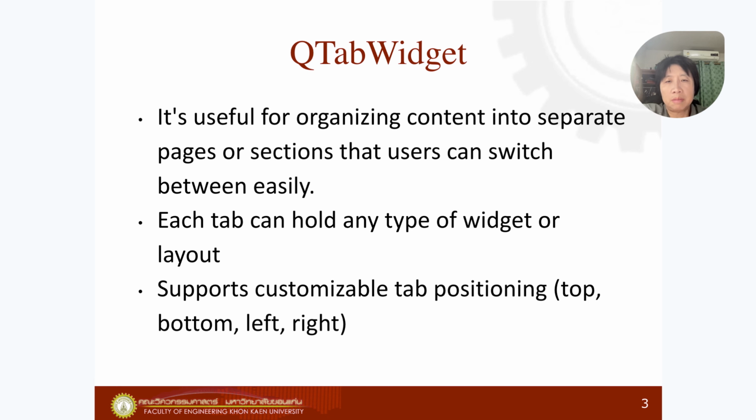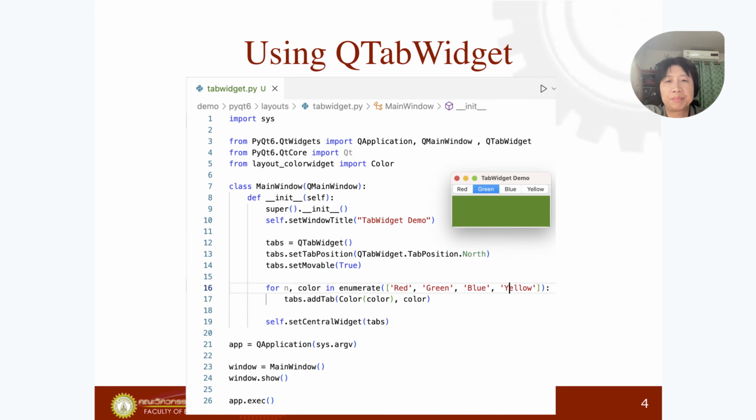So let's learn about QTabWidget, which is useful for organizing content into separate pages or sections that the user can switch between easily. And each tab can hold any type of widget or layout. It supports customizable tab positions, right? Top, bottom, left, right. And this is an example of how we can use QTabWidget.